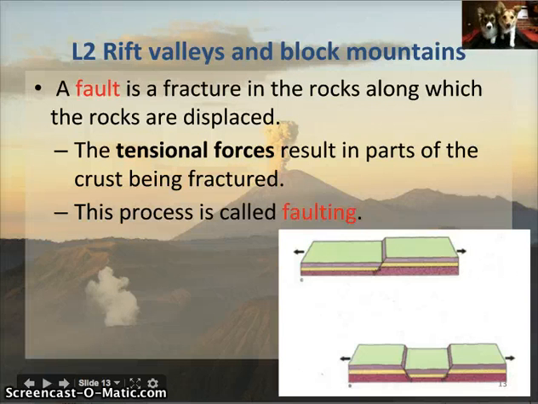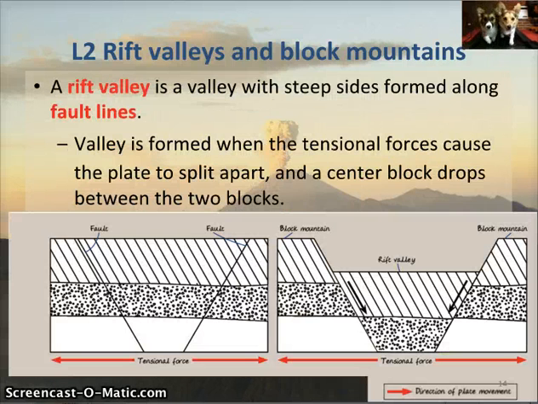Now in geology, a fault is a place where sections of the crust of the earth move relative to one another. It is where there is a fracture, a breakage, and the rocks are displaced. This is because of the tensional forces that are created by plate movements. Now this process of rock fracturing is called faulting. Just like how faulting people over every little thing can cause their spirit to break, faulting causes the rocks to break. A rift valley is a valley that has steep sides formed along fault lines.